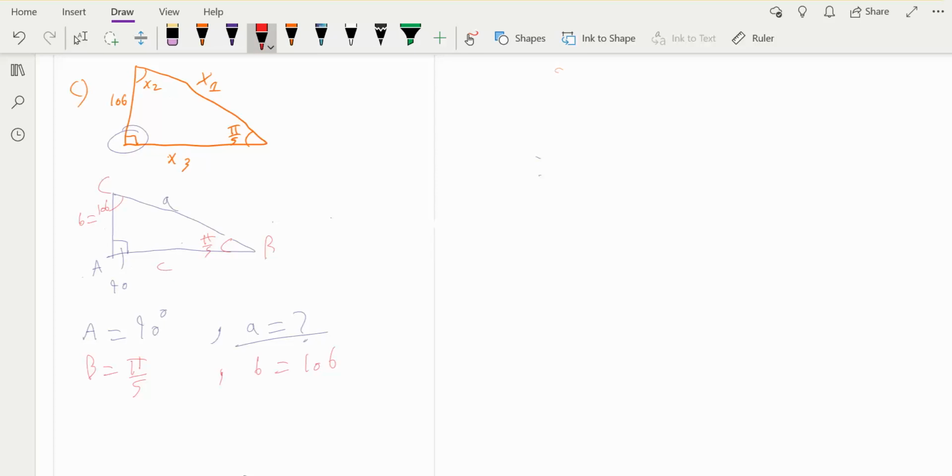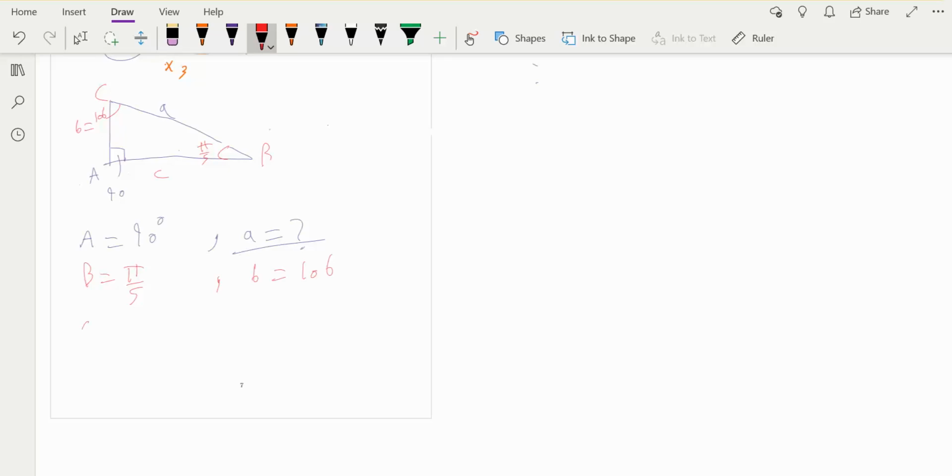Okay, let's start with the easy things. First, let's convert B from radians to degrees. So we know that B equals pi over 5. Convert that to degrees, we just multiply by 180 over pi. Pi's would cancel out, and then we have 180 over 5, which would just equal 36 degrees. Right, so that's good. Let's remove this and add 36 degrees.